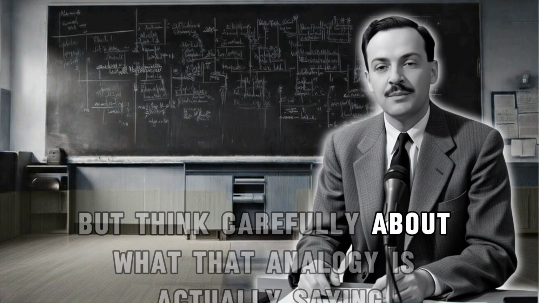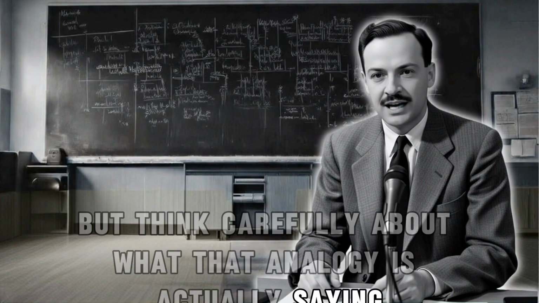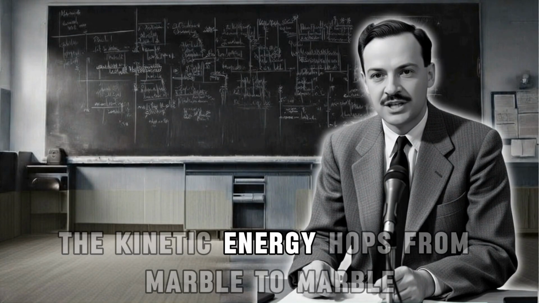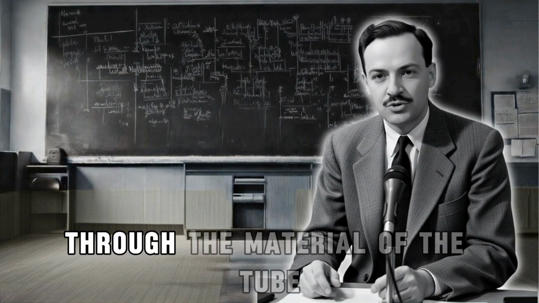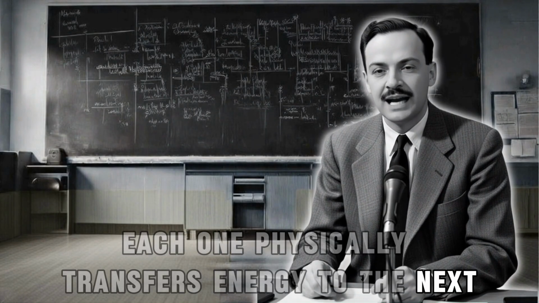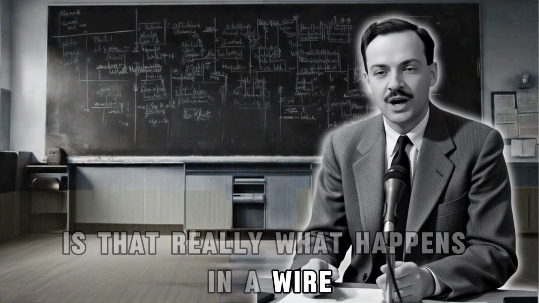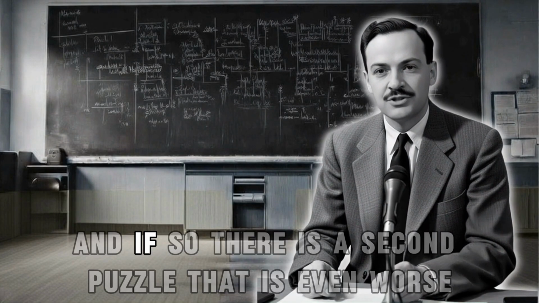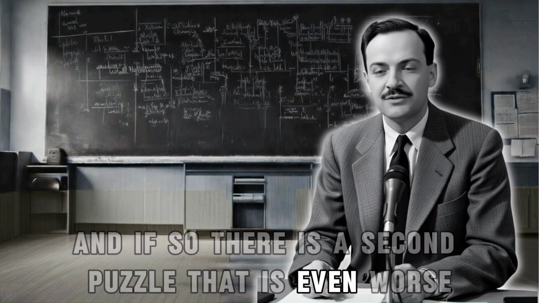But think carefully about what that analogy is actually saying. In the marble tube, when you push one marble, the kinetic energy hops from marble to marble through the material of the tube. Each one physically transfers energy to the next. Is that really what happens in a wire? Is energy hopping from electron to electron through the copper? And if so, there is a second puzzle that is even worse.